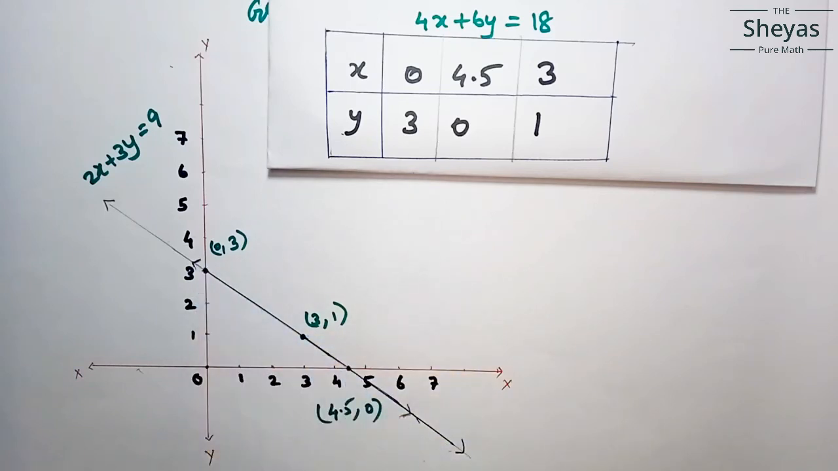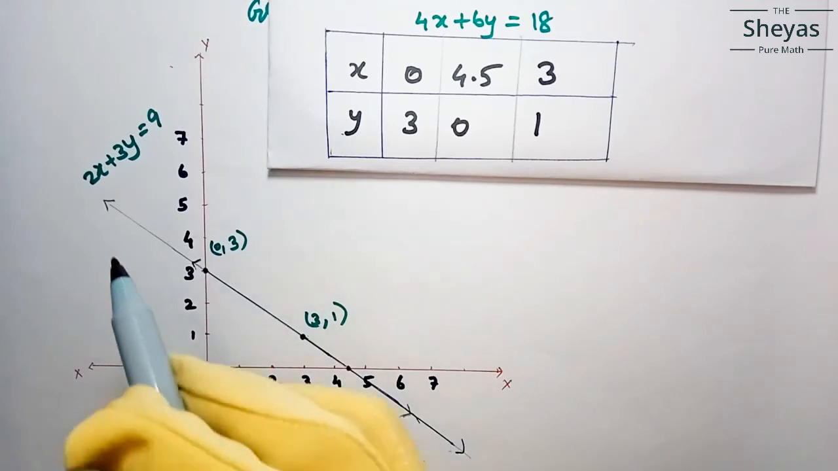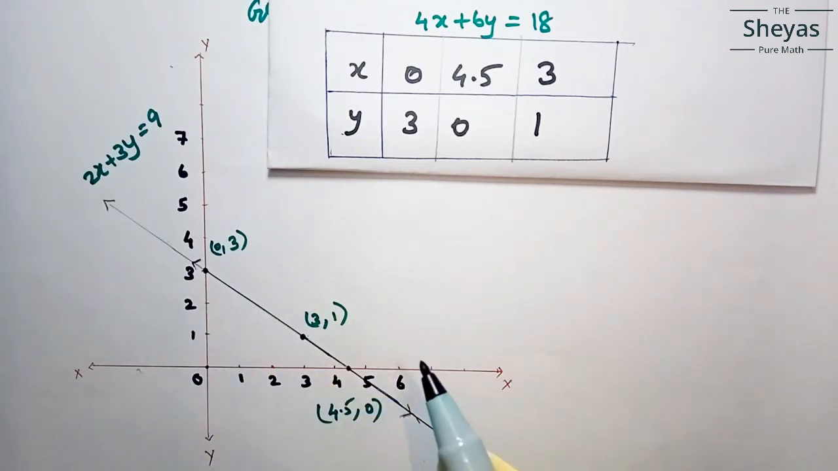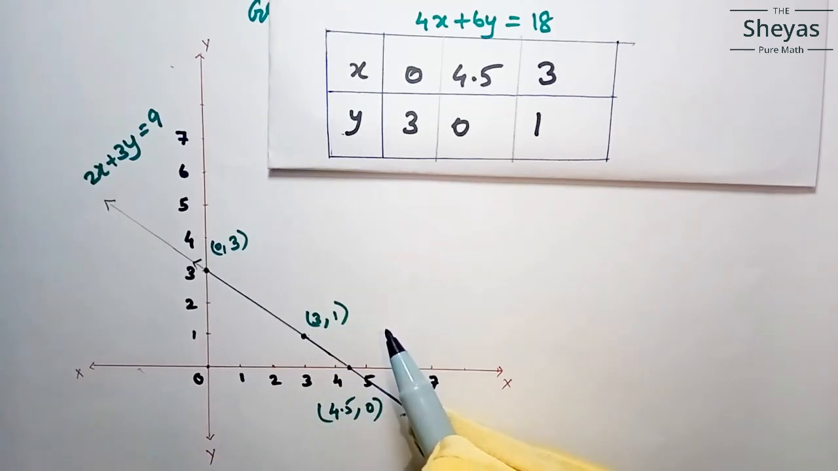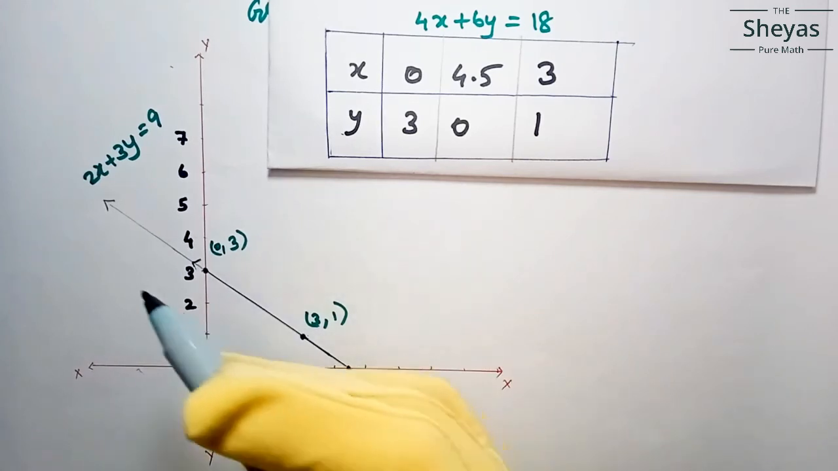Again we are getting a line. So the second line is coincident with the first line. Here the two lines are on the same line. That is, it is coincident. The first line is on the second line, and the second line is on the first line. So the lines are coincident.